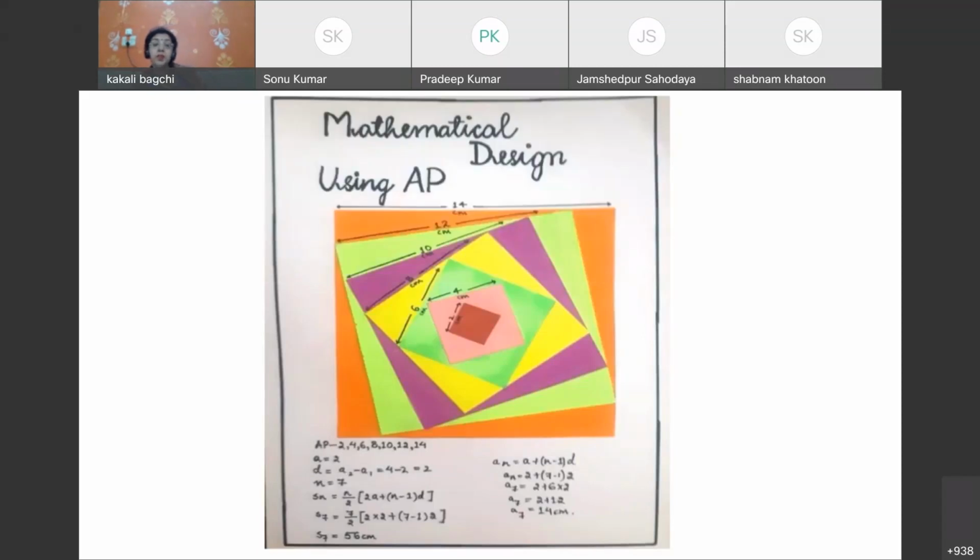For arithmetic progression, you can do this type of project where the first side is 12, the second side is 12, 14, 12, 10. Then ask the child to go on doing it and to find out the area and the total sum of the sides of the last one. That is arithmetic progression of class 10.